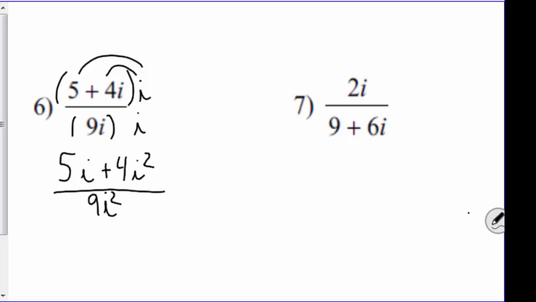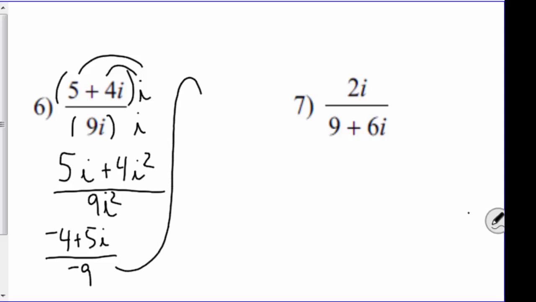Now we want to replace our i squareds with negative 1. So we would have a negative 4 plus 5i in our numerator. And we would change the 9i squared to negative 9. Now we want to also get rid of the negative in our denominator and break it apart so we have it in the form of a plus or minus bi. So we'd have positive 4 ninths minus 5 ninths i.